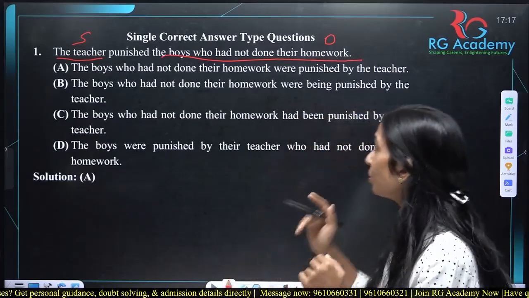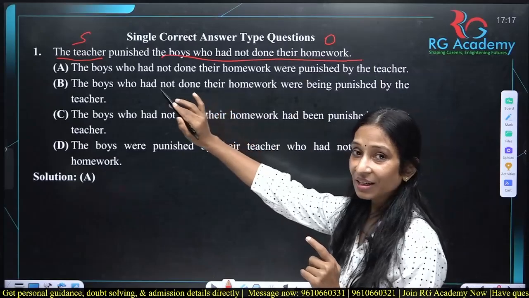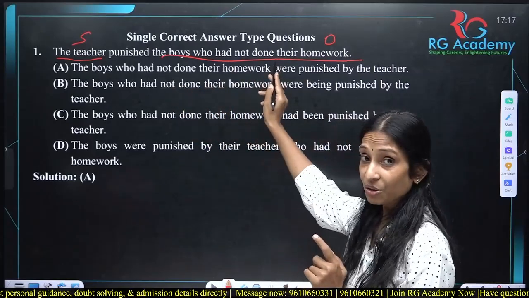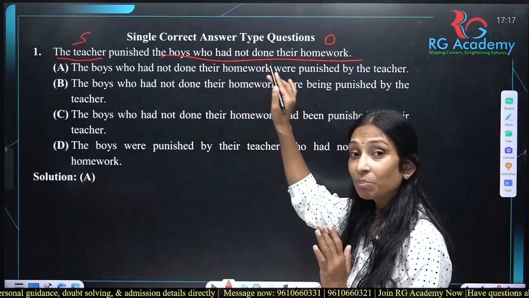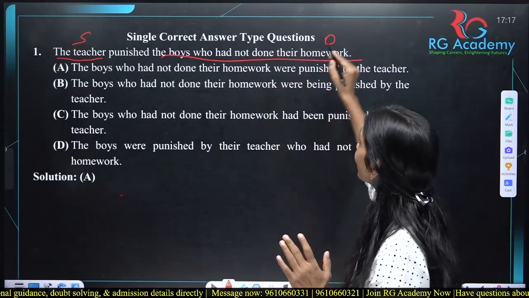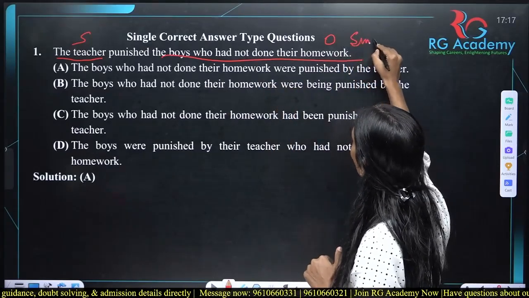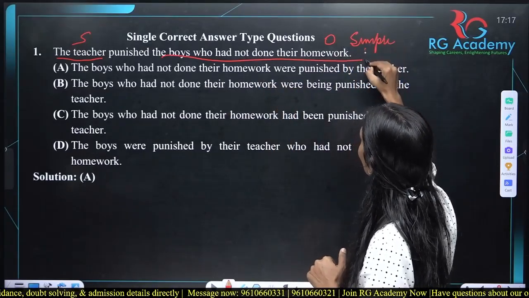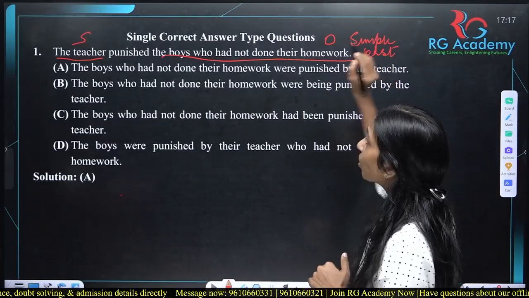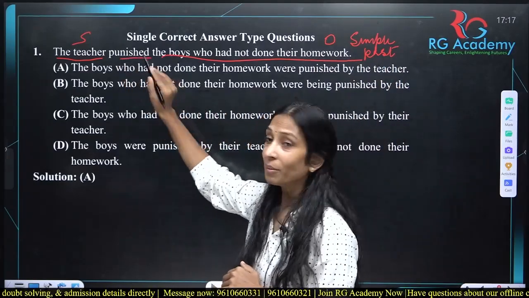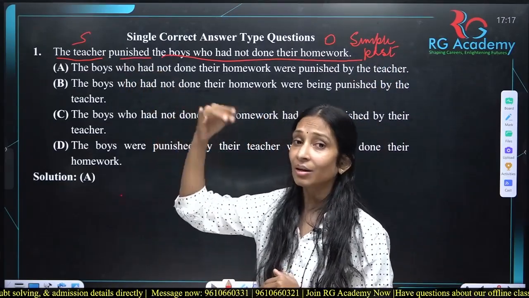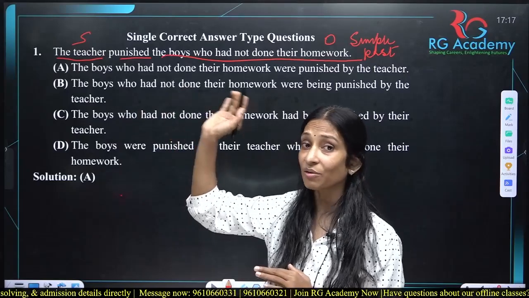Okay, so two things. One, we have already identified that this is our subject and this is our object, and this sentence is of simple past. How do we know that this sentence is of simple past, children? Because we have verb's second form and we have no helping verb here. That shows that this sentence is of simple past.